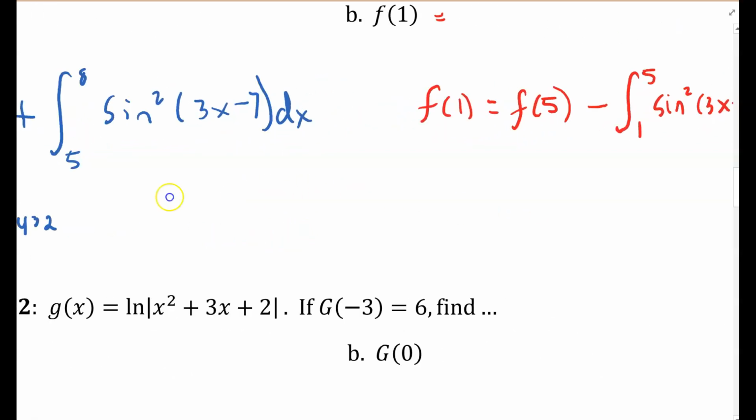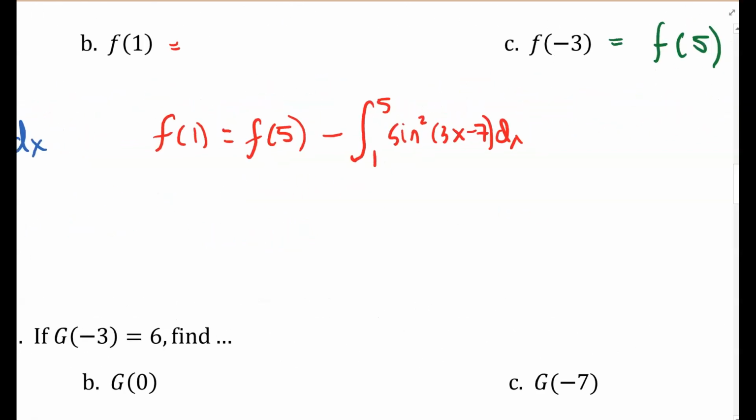Okay. F of 1. I want the same thing. Notice, right? But this time, f of 5, again, that's 9. I'm subtracting now the integral from 1 to 5 of my function here, sine squared of 3x minus 7 dx.